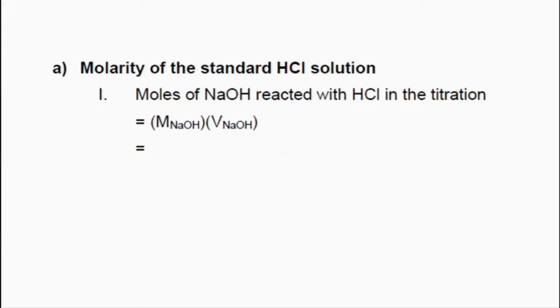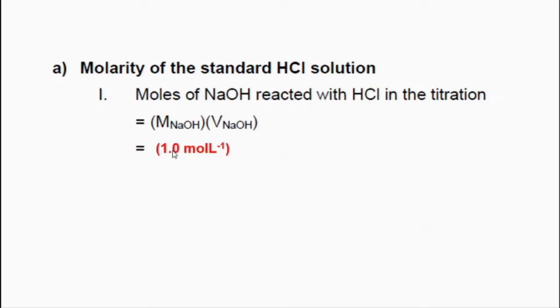Okay, for the calculations, we are going to start with calculating the molarity of the standard hydrochloric acid solution. So firstly, before we can determine the molarity of the HCl solution, we need to find out the moles of sodium hydroxide used in this titration. To determine the moles of sodium hydroxide, we simply use the molarity of sodium hydroxide multiplied by the average volume of sodium hydroxide.